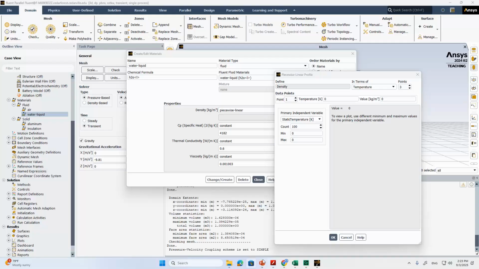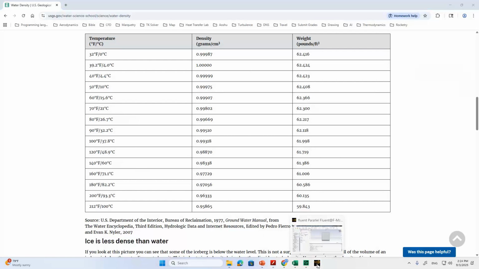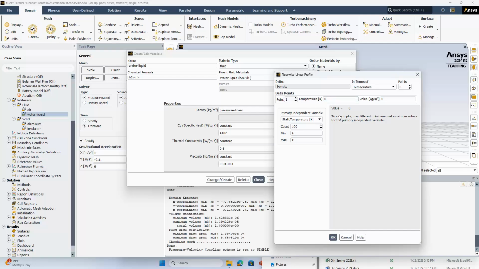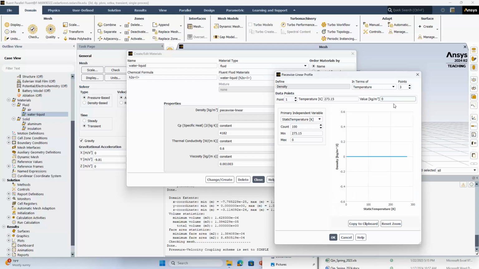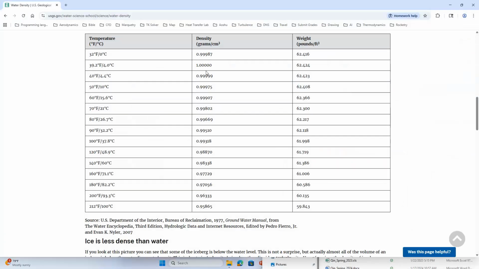The first point is at 0 degrees. The density is 999.87 kilograms per cubic meter. Notice that the unit used on this table is not the standard SI unit. So 0 degrees, that is 273.15 Kelvin, and the density value is 999.87. Nice. And the second data point is at 4 degrees and the density becomes 1000.